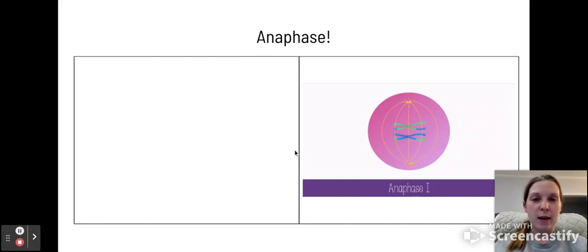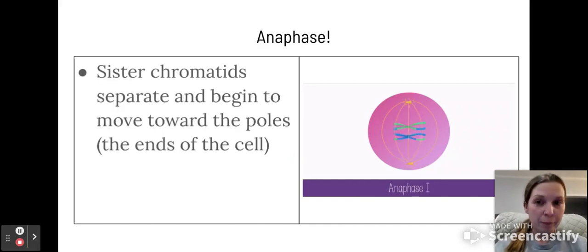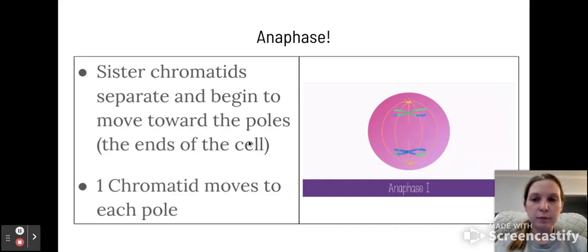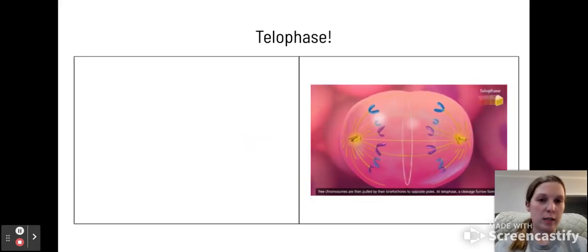And then anaphase, the chromosomes are taken away. So sister chromatids are separated, and then they begin to move towards the poles. So whatever spindle they're connected to, they will then go towards that centriole. And that's on the end of the cell, which you can see here in this GIF. And one chromatid moves to each pole. Remember, they're two identical ones.